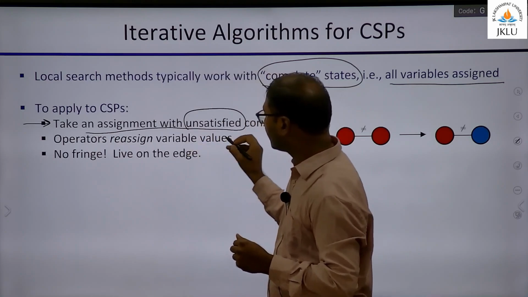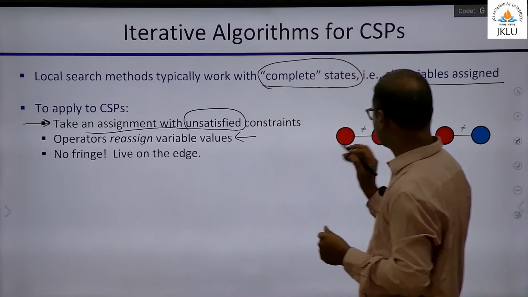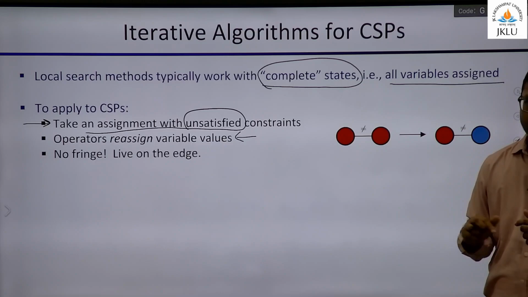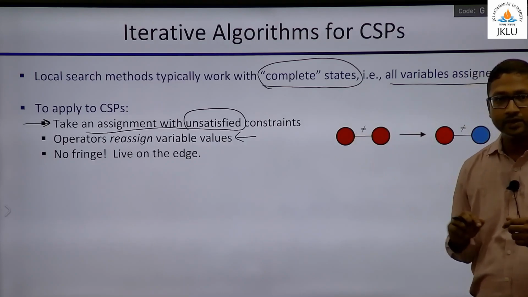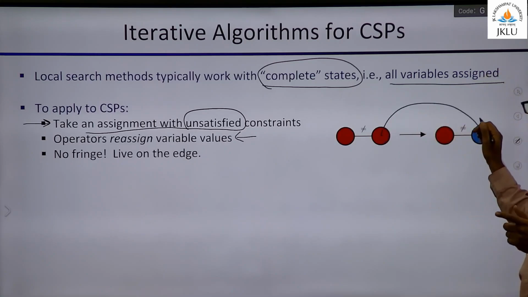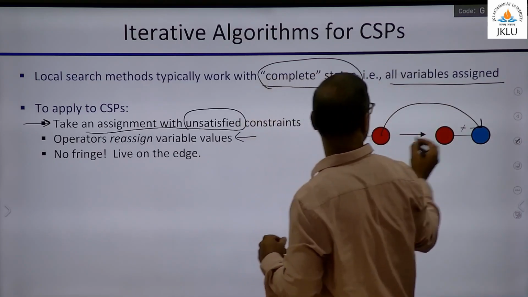Operators reassign variable values. No fringe, live on the edge. So in this case, for example, this was the graph problem. Is this a valid assignment? No. So what you do is you change this to blue, and this is fine now. Okay.